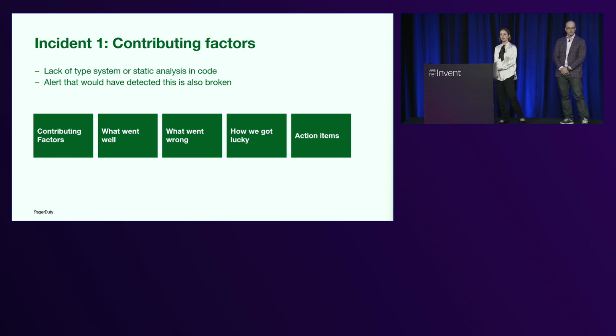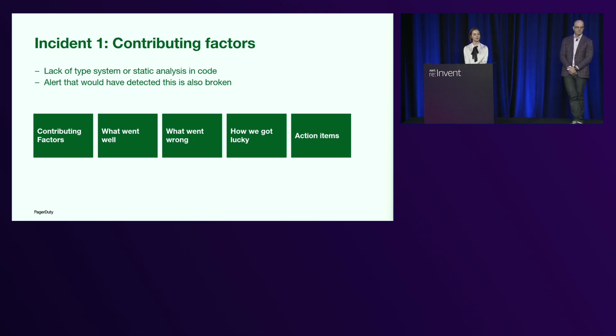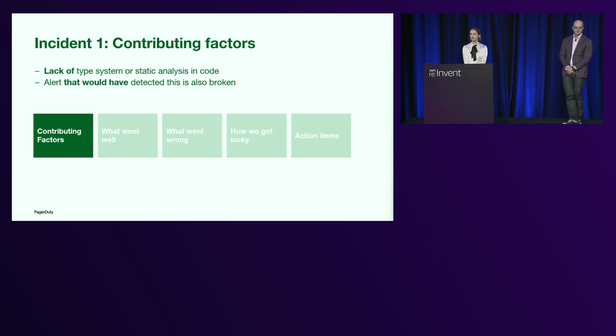And so then we look at contributing factors. There was a lack of type system or static analysis in code. An alert that would have detected this is also broken. You could put these contributing factors in any incident in the tech industry. I guarantee it, right? What does lack of type system mean? And what does alert that would have mean, right? If it would have done it.